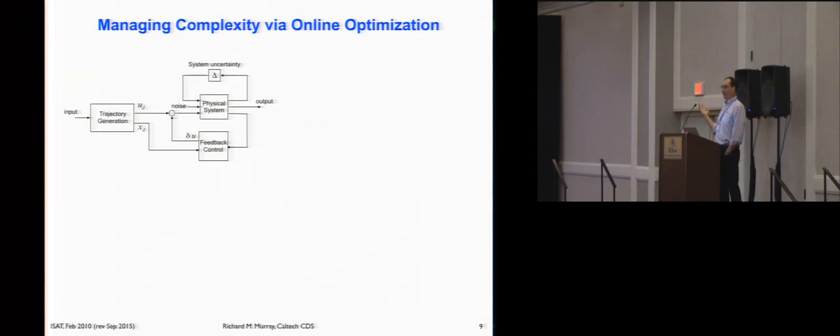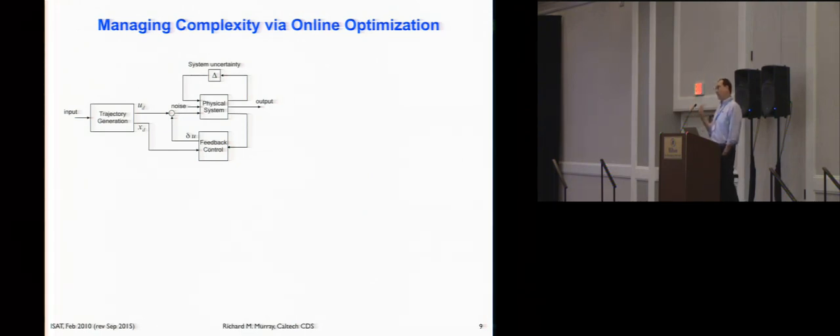It is the picture I've already shown you, right? So you see the physical system sitting in the middle. You see the system uncertainty, that was my E block before, sitting at the bottom. And then at the bottom, you see my controller, right? I just organized the blocks a little bit. But that right-hand side of the diagram is exactly the one that I showed you before.